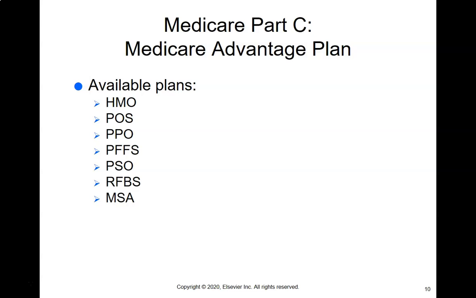Plans available under this program may include the following: HMOs, the health maintenance organizations. Point of service, the POS plan. Preferred provider organizations, the PPOs. Private fee-for-service plan, the PFFS. And provider-sponsored organizations, the PSOs. The Medicare Medical Savings Account is the MSA.